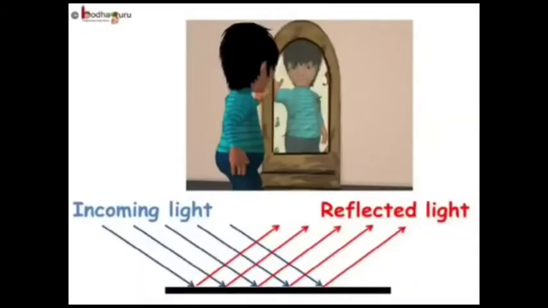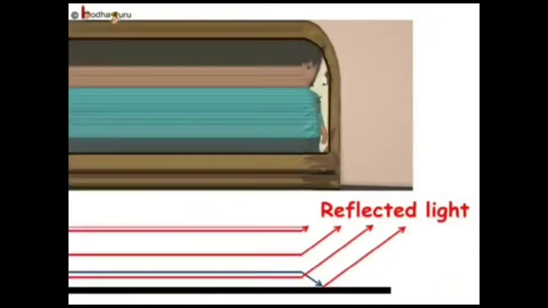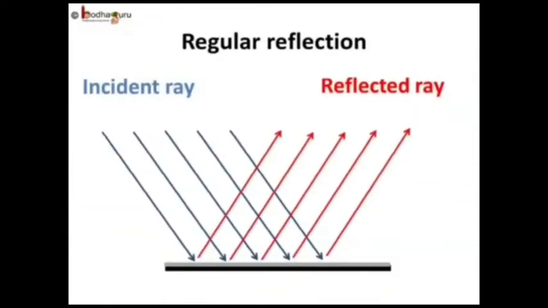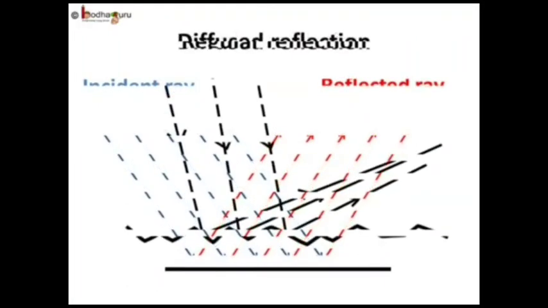Today we shall learn about regular and diffused reflection. When parallel rays get reflected by a smooth surface, say like a mirror, they remain parallel even after reflection. This kind of reflection is called regular reflection. Here we can easily confirm that angle of incidence is equal to angle of reflection. So, regular reflection takes place when light is incident on smooth, polished and regular surfaces.